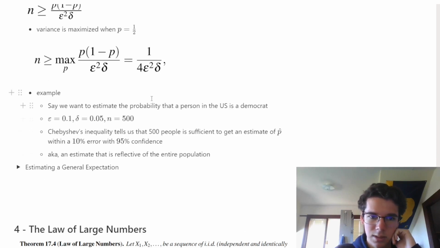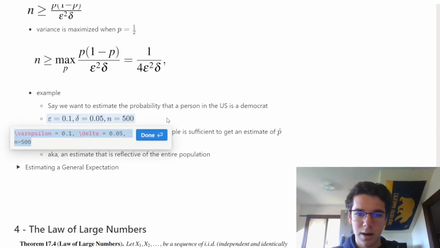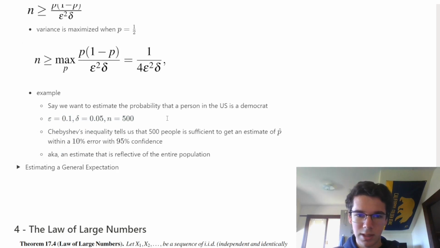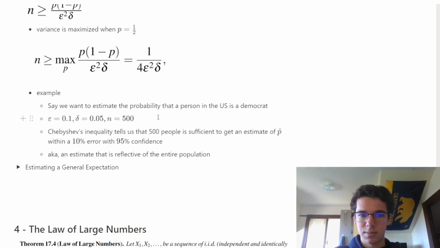Let's look at an example. Let's say we want to estimate the probability that a person in the US is a Democrat. We're going to set our error term as 1/10, 0.1. We're going to set our confidence level at 0.05 or 95%. And then we're going to say take 500 samples, or interact with 500 people.